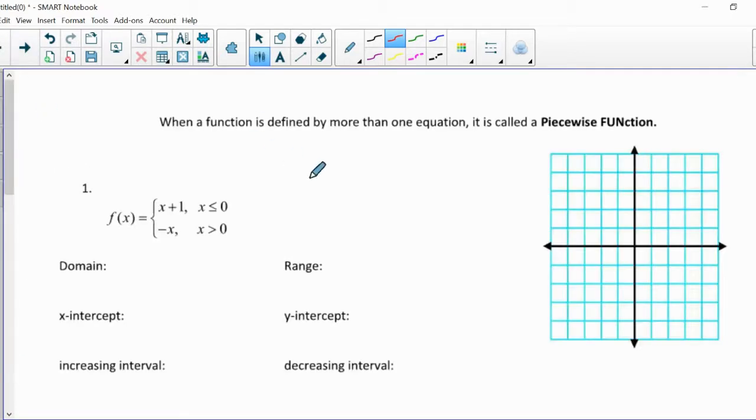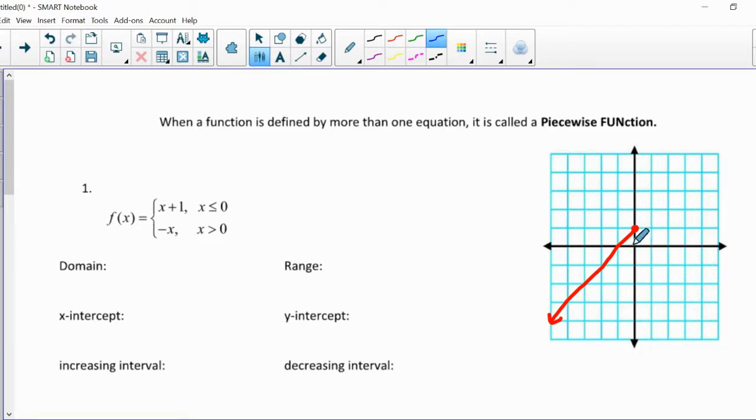That's the greatest integer function. When a function is defined by more than one equation, it's called a piecewise function. So we're going to go over piecewise functions. F of x in this case is 2 different lines. It is x plus 1 when x is less than or equal to 0. So when it's less than or equal to 0, it looks like this. And it's negative x when we are greater than 0.